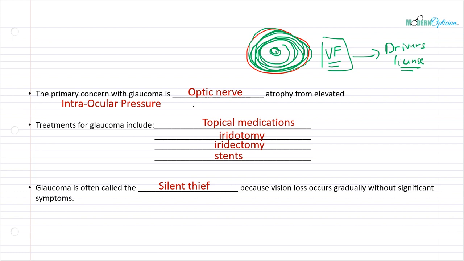This is yet again another example of advocacy for regular testing, because this is something that you'll never notice on your own, or your patients will never notice on their own, but can be caught early, treated, and avoid any visual problems. So why is this important to us?